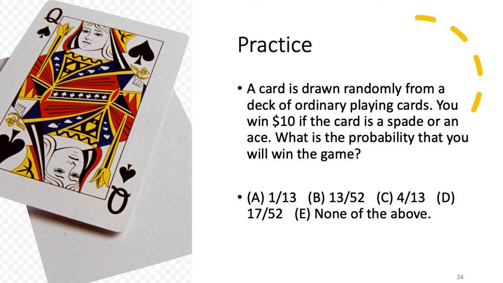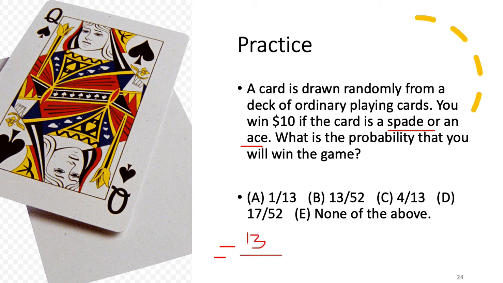Okay, so let's practice. A card is drawn randomly from a deck of ordinary playing cards. You win $10 if the card is a spade or an ace. What is the probability that you will win the game? So first, spade or an ace. Now, can a card be a spade and an ace? Yes, it can. So we have to remove that probability. First, what is the probability that a card will be a spade? That's going to be the suit. There are 13 cards in each suit.